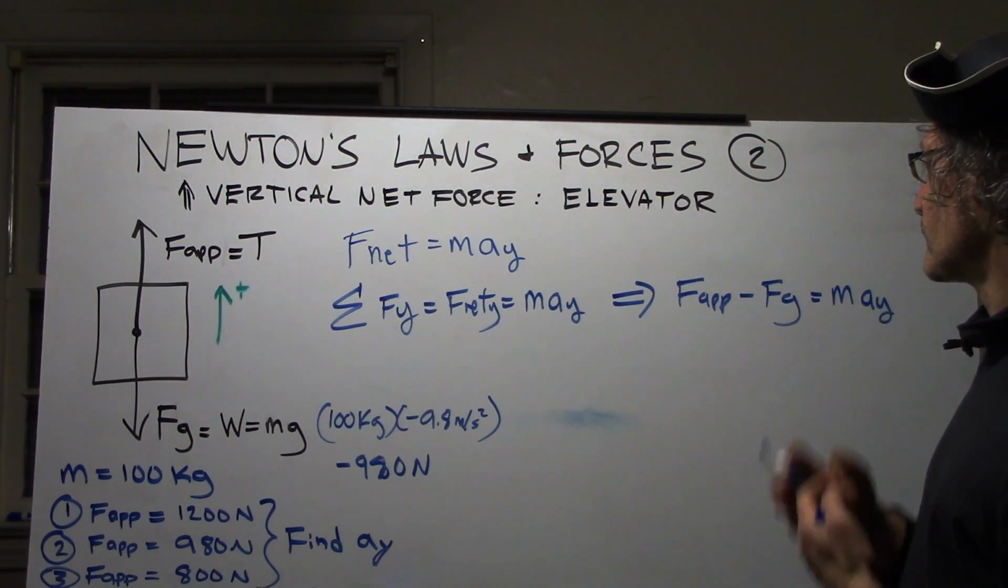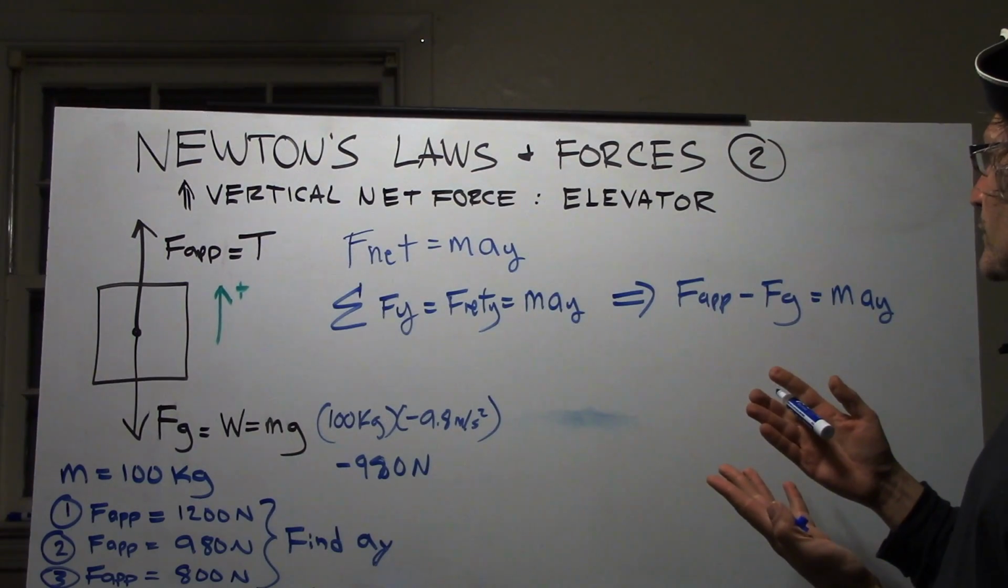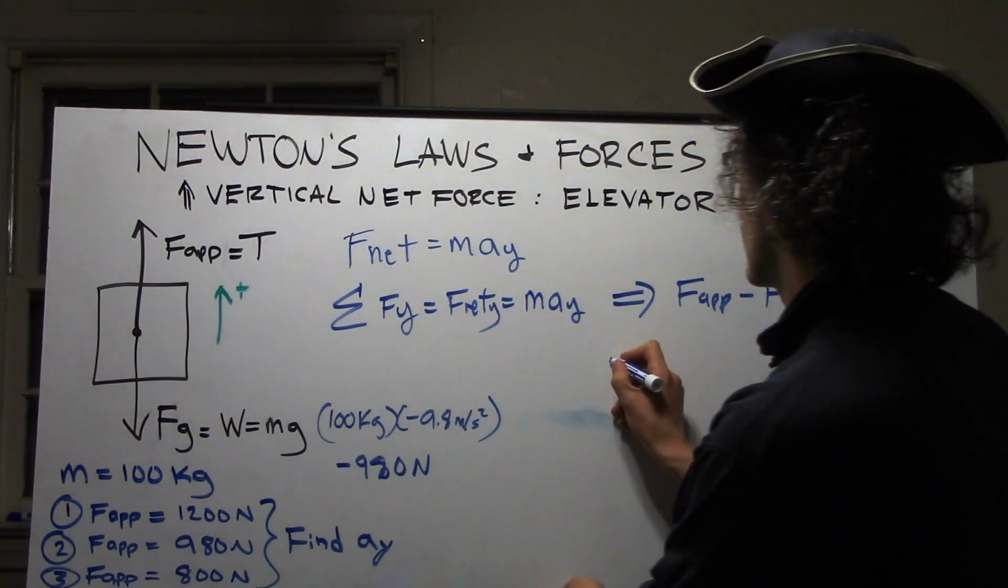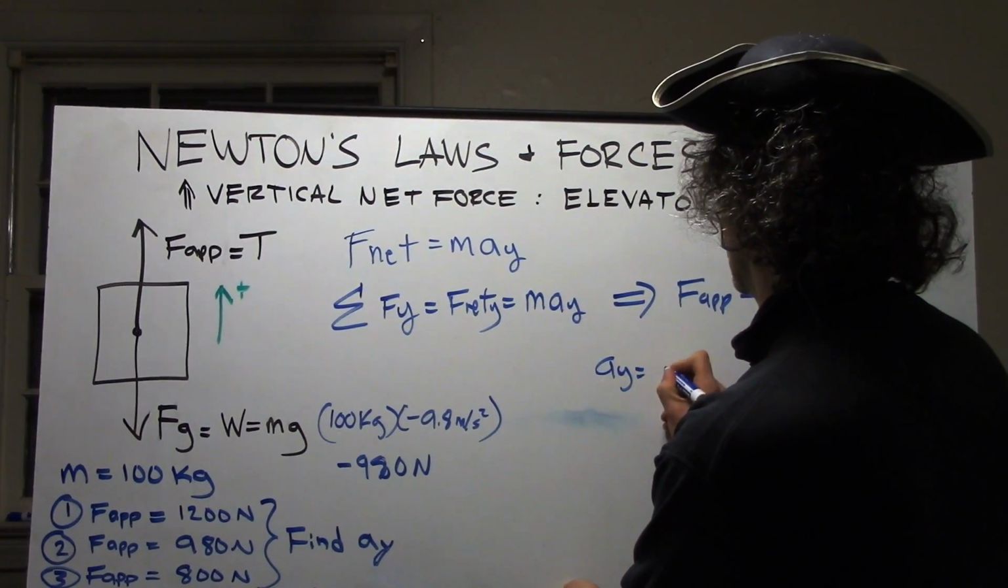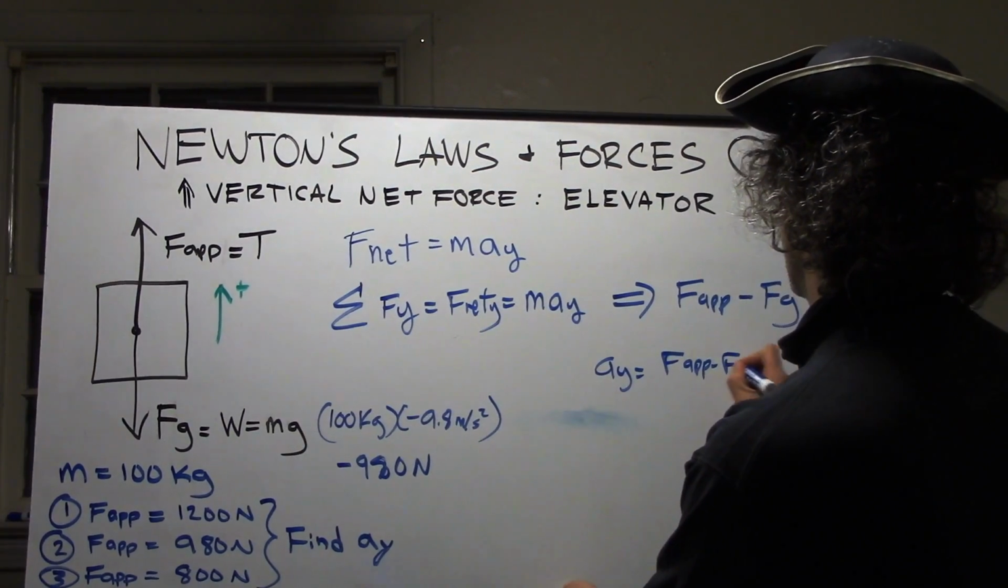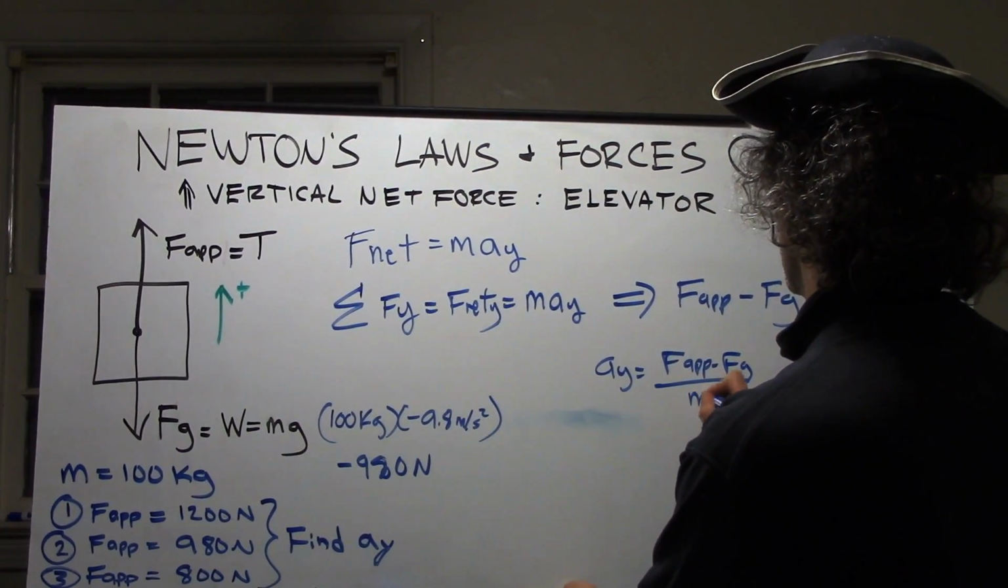Okay, let's process this a little bit further. Let's solve this for a_y. So the acceleration in the y direction would be the force applied minus Fg, divided by mass.